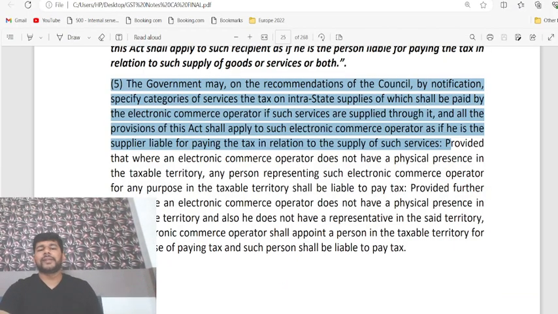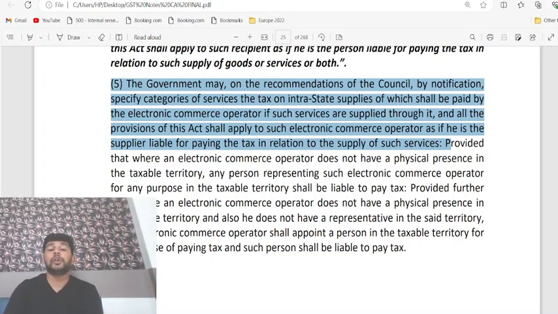सो फ्रेंड्स, जो सेक्शन 9 सबसेक्शन 5 में दिया है, that any cases where the e-commerce operators, so now what they have said is that by notification they specify the category of services, the tax on the intrastate supply of which shall be paid by the e-commerce operator if such services are supplied through it. So I gave you one example of Ola. You can also take into consideration any e-commerce operator that you are availing services on the B2C platform. This is how it works, even if it may be B2B also, but वो e-commerce के थ्रू हो रहा है, वो notified service के बारे में, तो this is how it works.